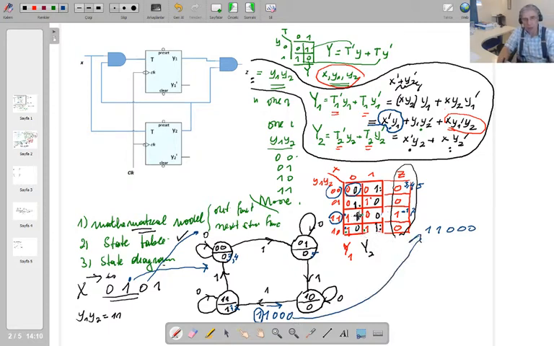So the difference between this one and this one, you're going to find the next state for an input. Then for the next input, your previous input next state is going to be present state. So think about what I said, then you could understand it much better.